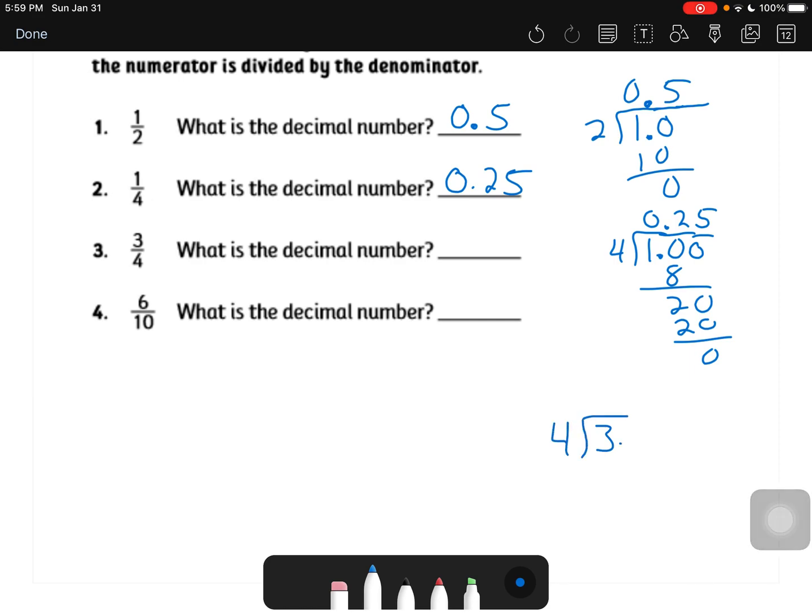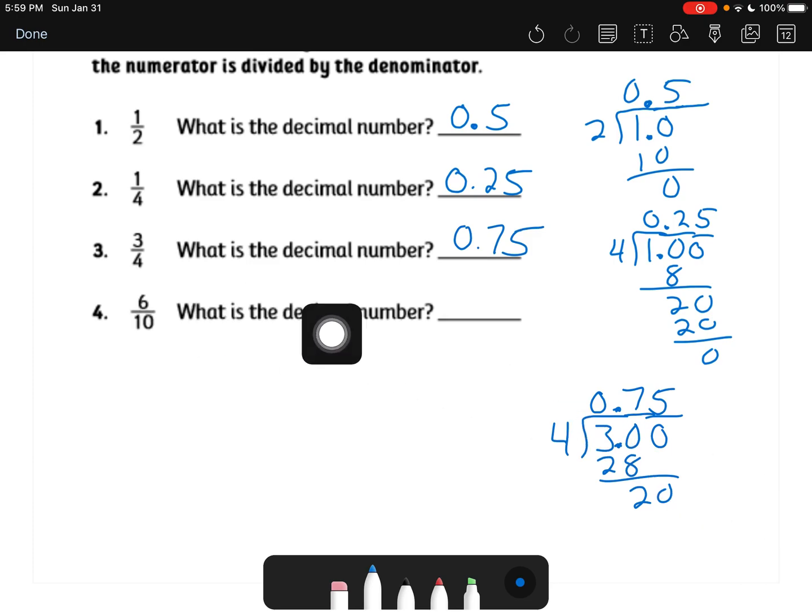So if I divide 3 by 4, well, I know that 4 can't go into 3, so I put 0 there. So can 4 go into 30? Yep, 7 times. 7 times 4 is 28. And I subtract, I get 2. I bring down another 0. 4 goes into 20 5 times, 0.75. So those are ones that you want to remember. 3/4 is 0.75. 1/4 is 0.25. 1/2 is 0.5.